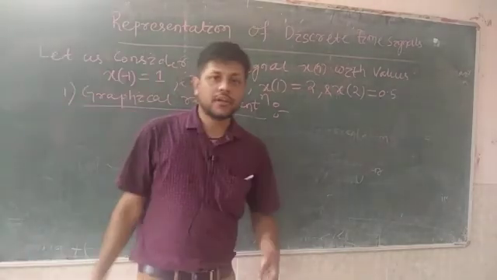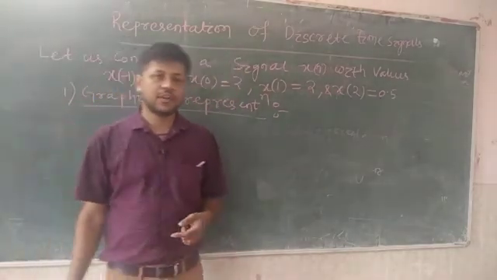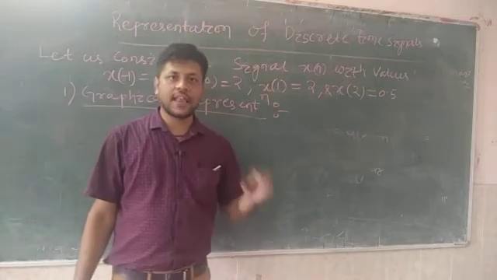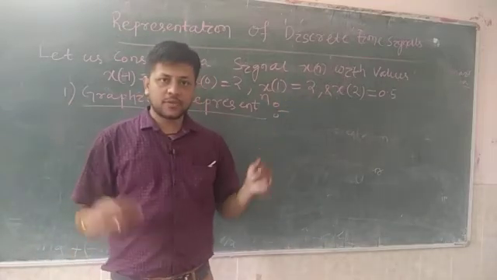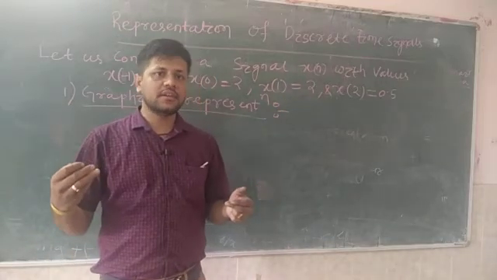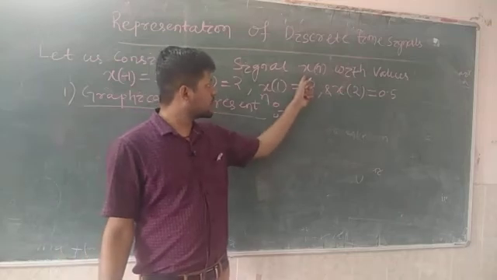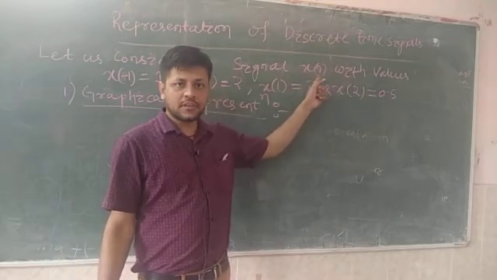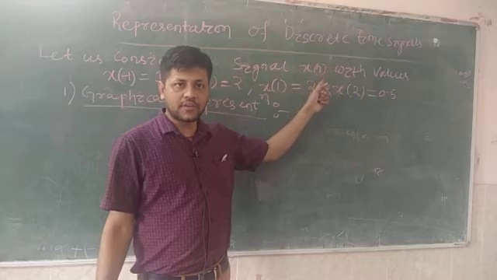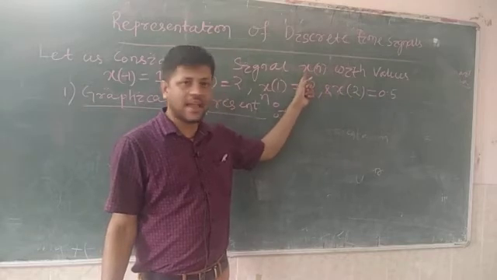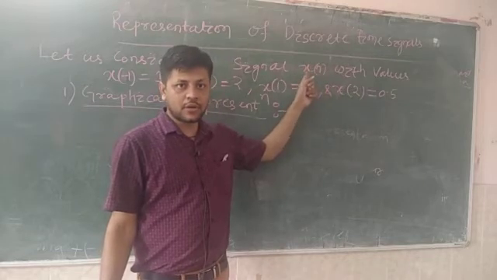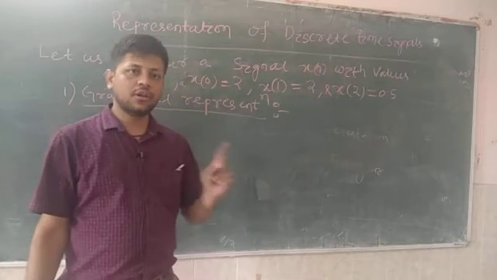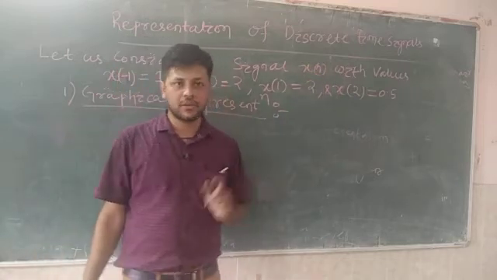We will see one by one the representation of the discrete time signal. Let us consider a signal x[n]. The moment you see x[n], you must imagine that it is a discrete time signal, because here the function x depends on one independent variable. This is a one dimensional discrete time signal, because the function x depends only on the time n, which is one independent variable.